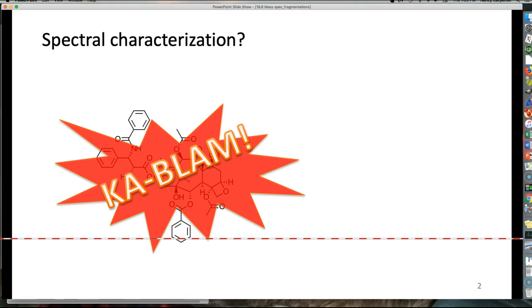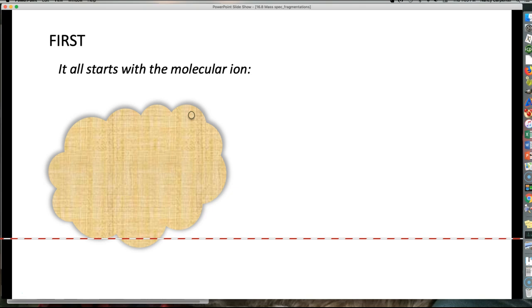That's where mass spec comes in, blowing the molecule to bits, but the point of this mini lecture and Interchapter G is to convince you that the blowing apart of the molecule actually isn't random.